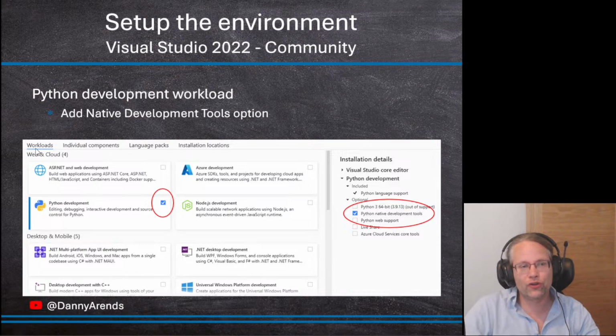It tells you which workloads you want to install. So in this case, we click on the Python development workload, and then we have to add this Python native development tools. So make sure that you click this button and then here the second button, which is the Python native development tools. So these are part of Visual Studio. Don't start Visual Studio. We're not going to use Visual Studio for anything.